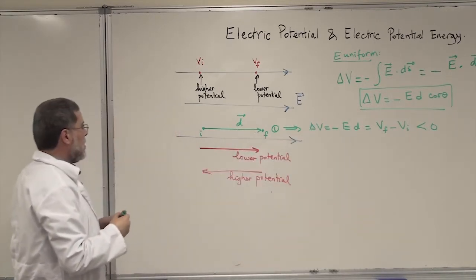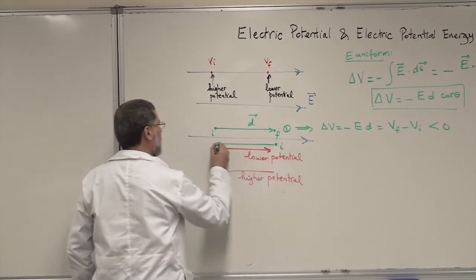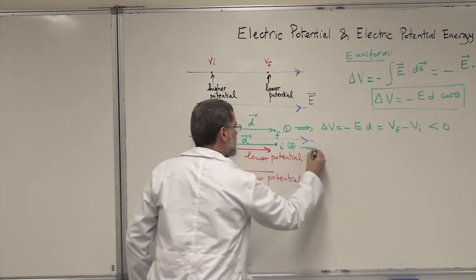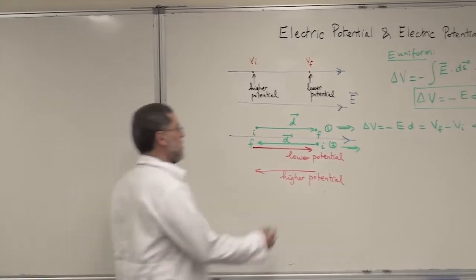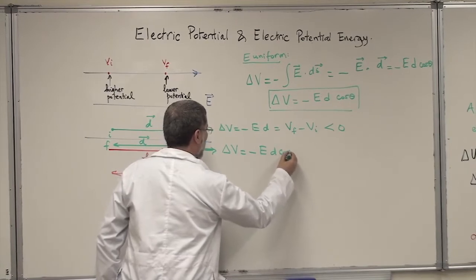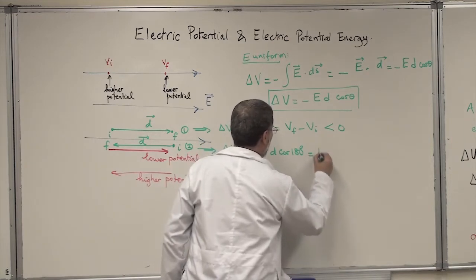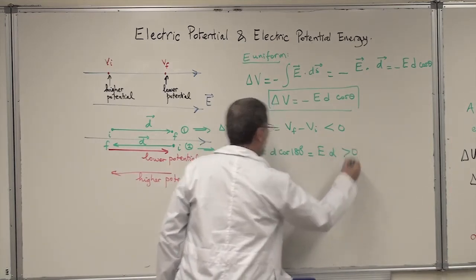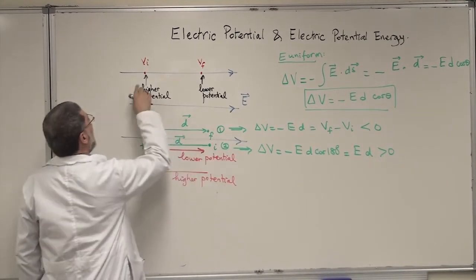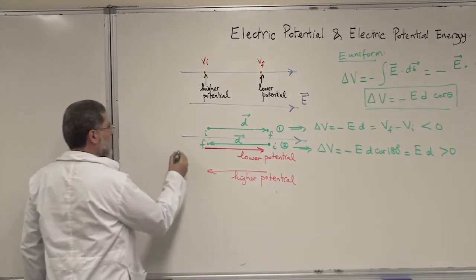Now, imagine I'm going to move from this point, initial, to this point here, final. This is my displacement. This is case number 2. Let's see how much delta V will be in this case. You are expecting, of course, that it will be minus E d cosine 180. And cosine 180 is minus 1. With minus 1, it gives you E times d, and this is positive. Of course, the potential at this point is higher than the potential here. Higher potential, lower potential. You can see it from this equation. It's clear now.